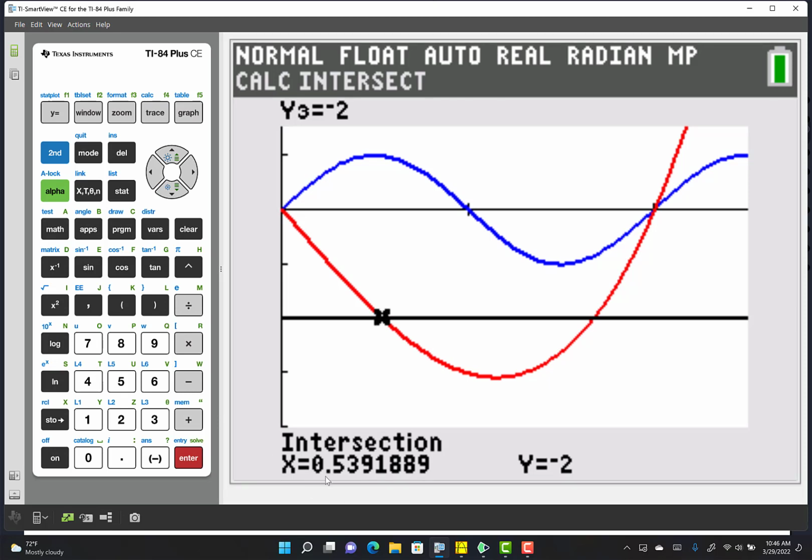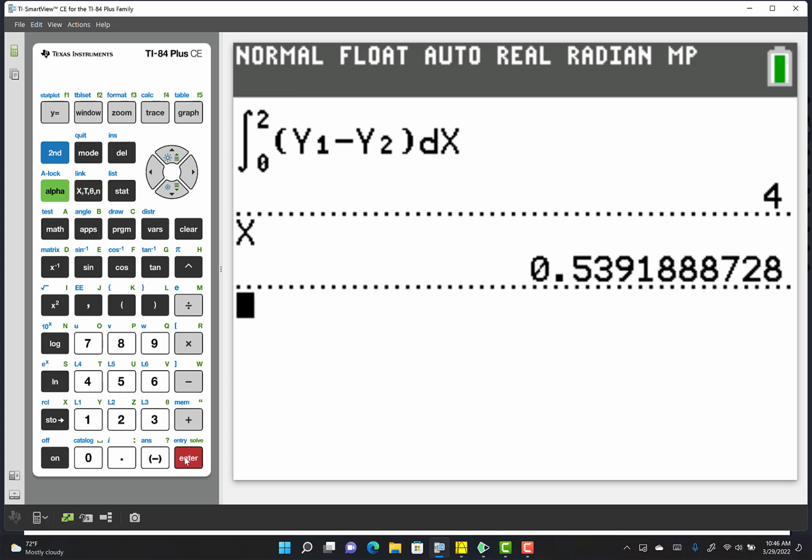Did you guys get 0.5391889? Yes. Okay, save this to A. I like to go down the alphabet. I go to my home screen, I push X, and it's that same number. Do you guys see? I push STO, and I push alpha A.